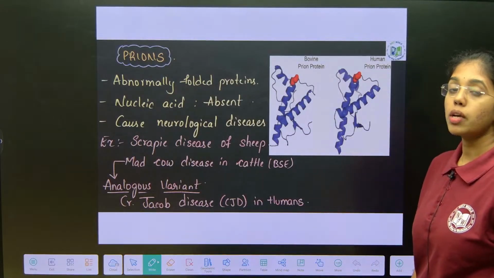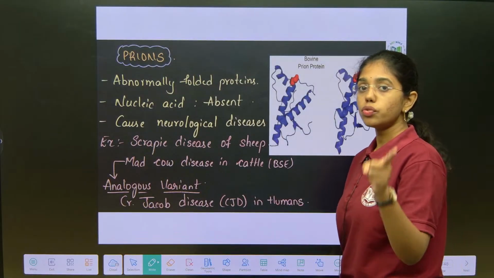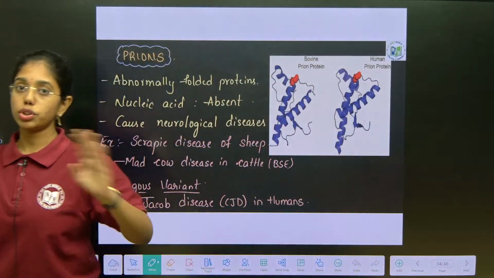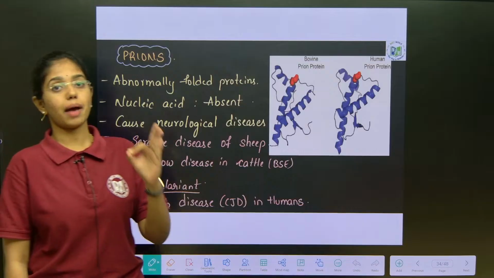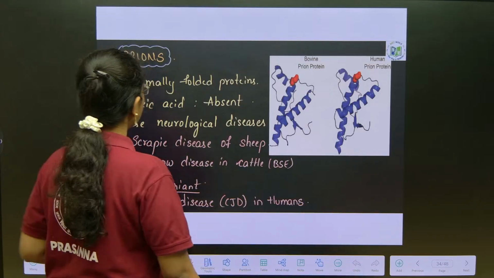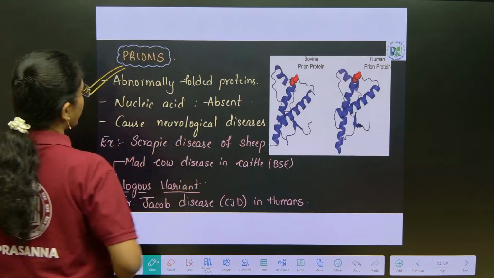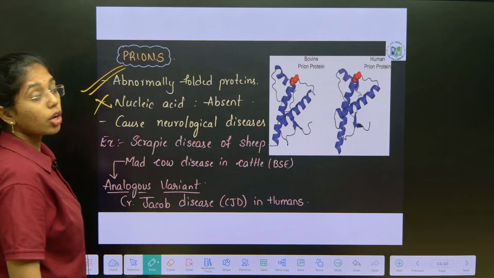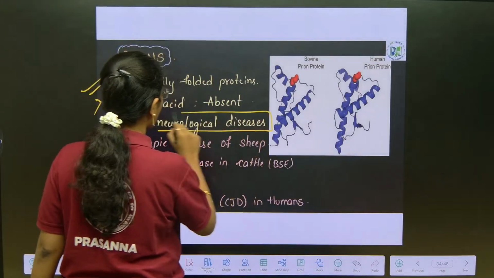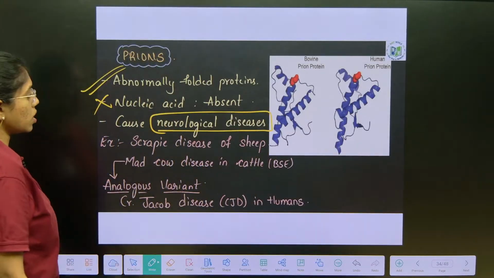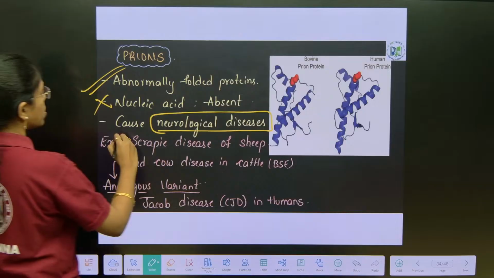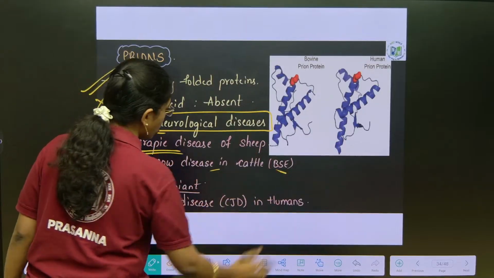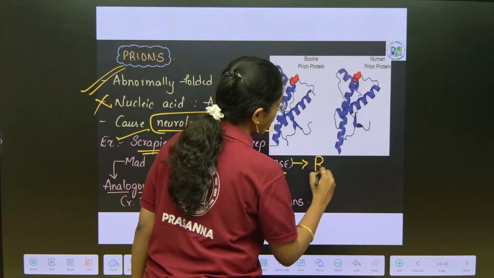Next is prions. While viroids have just RNA without the protein coat, prions are without genetic material, they just have abnormally folded proteins. Nucleic acid is completely absent. They cause neurological diseases. For example, scrapie disease of sheep, and mad cow disease in cattle, which is also called bovine spongiform encephalopathy.